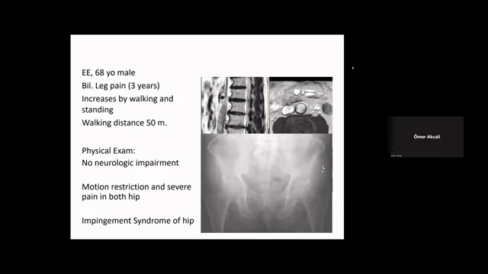Here is the direct X-ray of the pelvis. You can see on the right hip, and you can see on the left hip also. You can see the degenerative deformities at the lateral part.